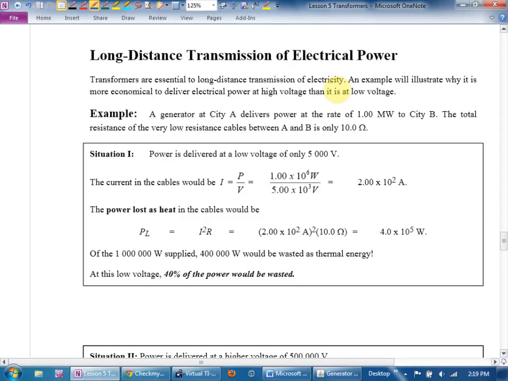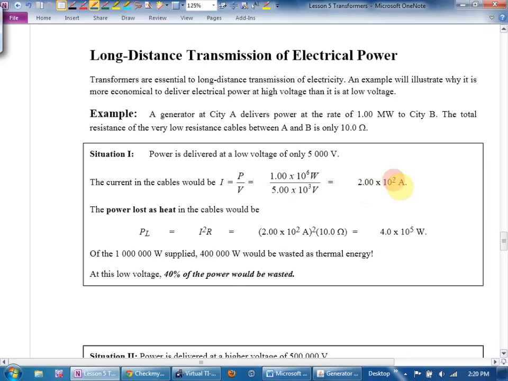Suppose we delivered power at a low voltage of 5,000 volts. The current running through the cables would be power divided by V. If I have, let's say, 1 million watts of power to distribute, 1 million divided by 5,000, I would have 200 amps of current in the wires. How much power would I lose going through the wires?